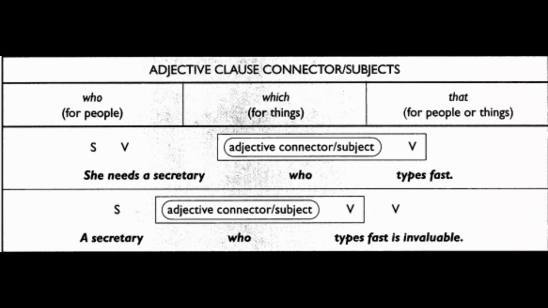As shown in this table for the rule adjective clause connector subjects, the connectors are three: who for people, which for things, that for people or things.